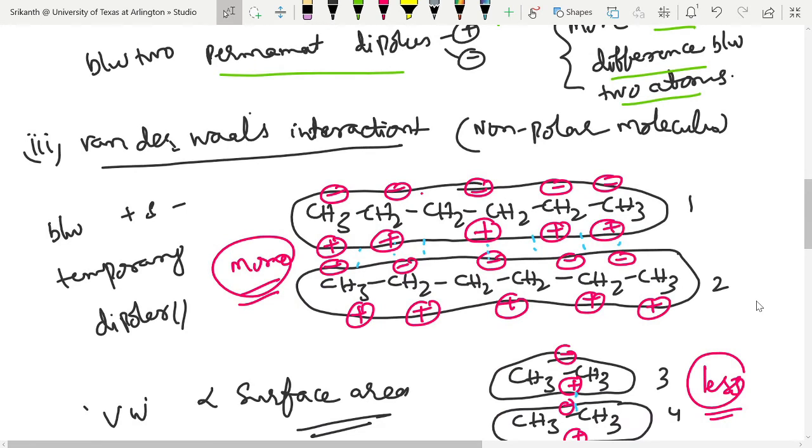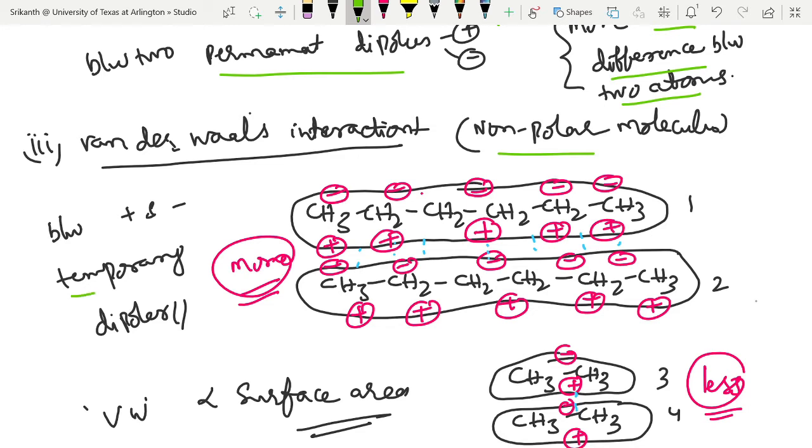And coming back to the van der Waals interactions, these happen between non-polar molecules. So van der Waals interaction happens between temporary dipoles. As you see, we have a hexane molecule. So this is one hexane molecule and we have another hexane molecule, the second one.